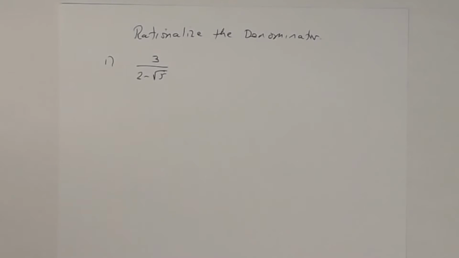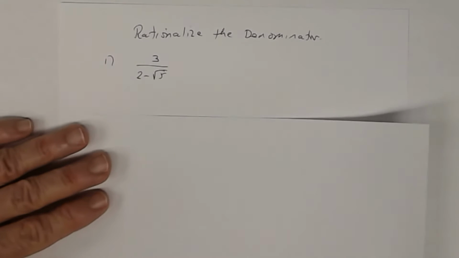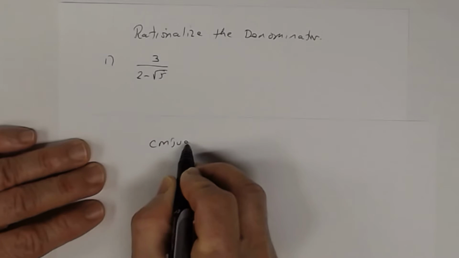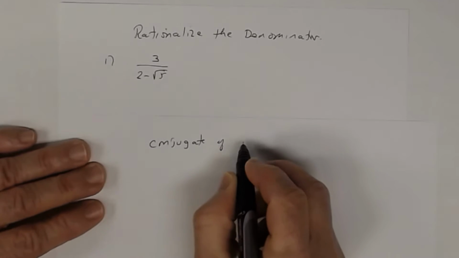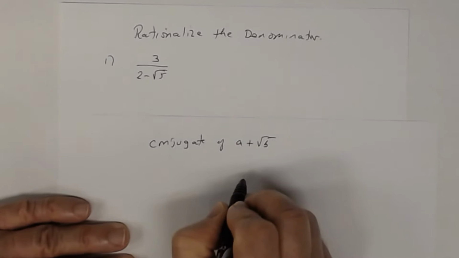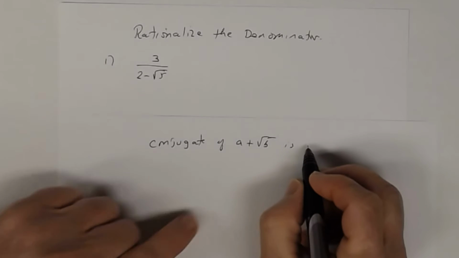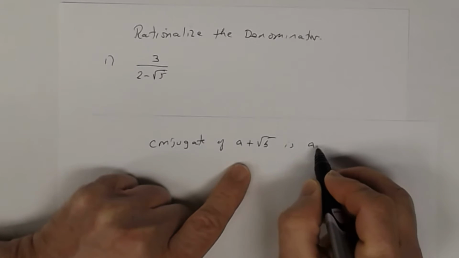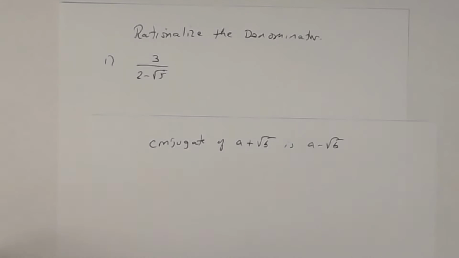And so we are dealing with square roots. So let me just kind of mention this. In general, if you have a plus the square root of b, the conjugate of a plus the square root of b is, and all you do is you're going to change that middle sign here. So it'll be a minus the square root of b. So the conjugate of a plus the square root of b is a minus the square root of b.